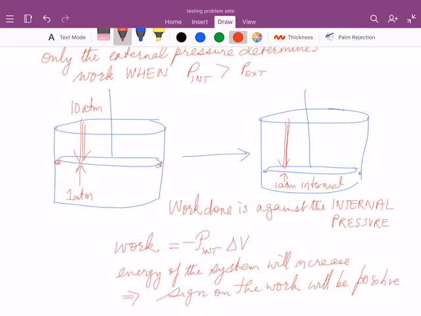So the thing to remember is that the movement of the piston is determined by which pressure, the external pressure or the internal pressure, is the greater. If the internal pressure is smaller than the external pressure, then the piston will move against the internal pressure. And in this case, it'll be the internal pressure that is used to calculate the work done because it is the resisting force.